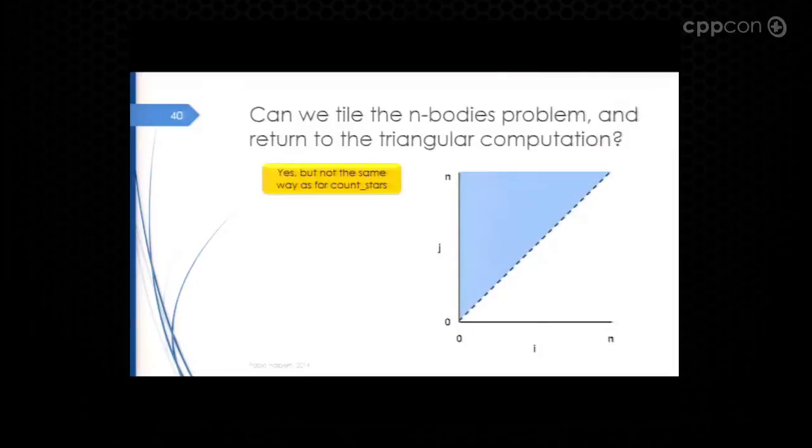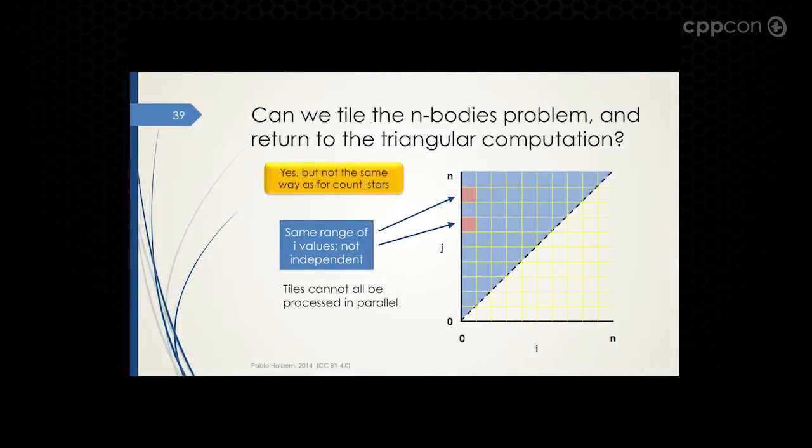Okay, so that's tiling in the simple case. Can we do something with the n-body problem? Okay, can we do it? And can we get our triangular traversal back? That would be nice too, right? So the answer is yeah, we can, but not quite in the same way as we did with the stars.